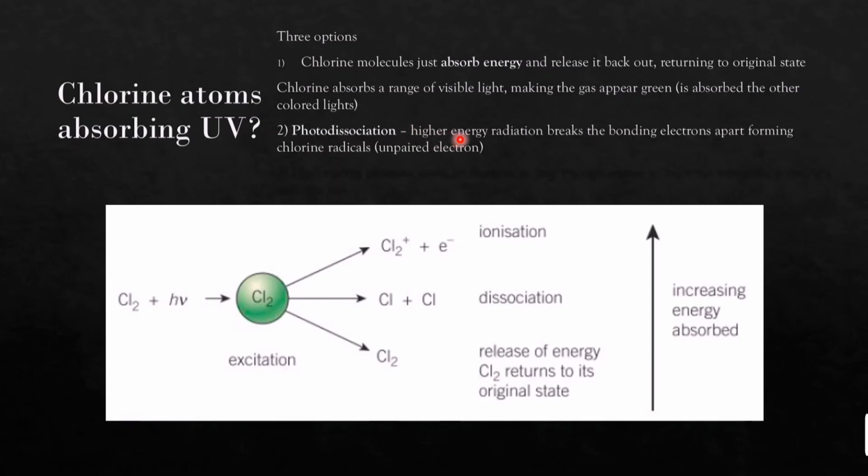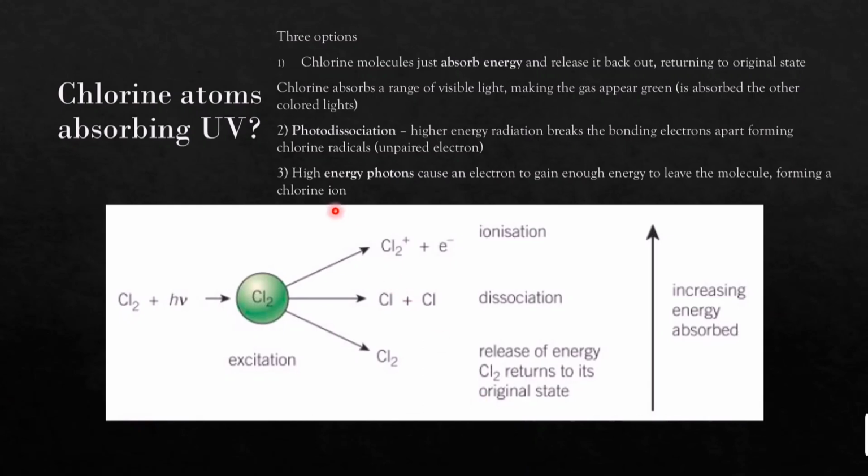This is a higher energy radiation that breaks the bonding electrons apart, forming chlorine radicals. Radicals are atoms with unpaired electrons. Chlorine has 7 electrons in its outer shell, meaning there are 3 sets of paired electrons and 1 unpaired electron. So in photodissociation, chlorine absorbs UV and the bonding electrons break apart, causing 2 chlorine radicals to be produced. And this requires a higher energy radiation than the releasing of energy.